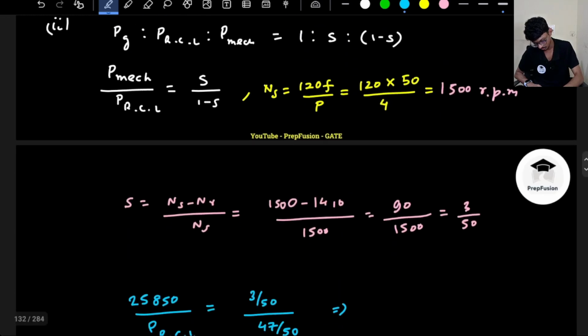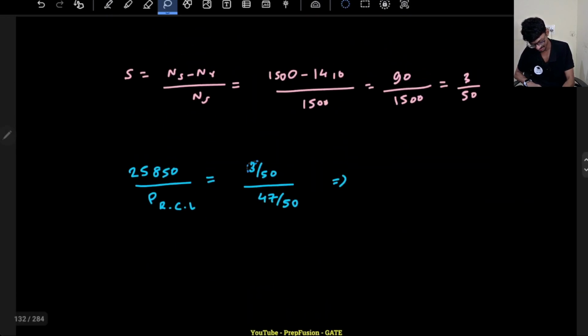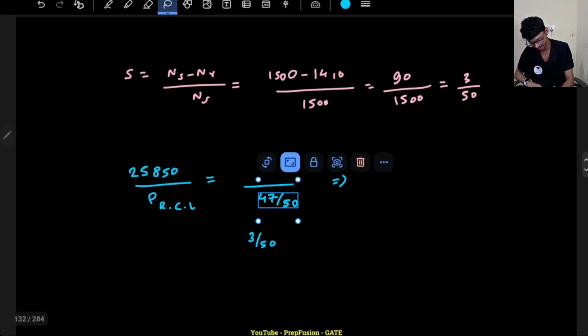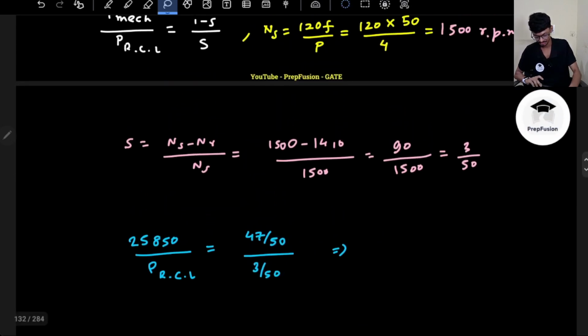Okay, I have written it the other way around. Sorry, I know you guys were screaming in the comments. That is what I was thinking: how can the rotor copper loss be so much higher than the mechanical power? Okay, now it is fine. So it will be 3 divided by 47 into 25850. So this comes out to be 1650. So 1650 is the rotor copper loss.